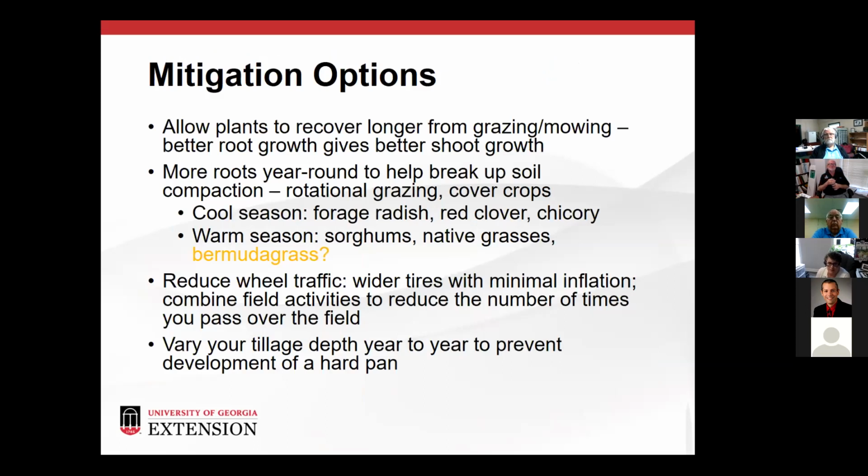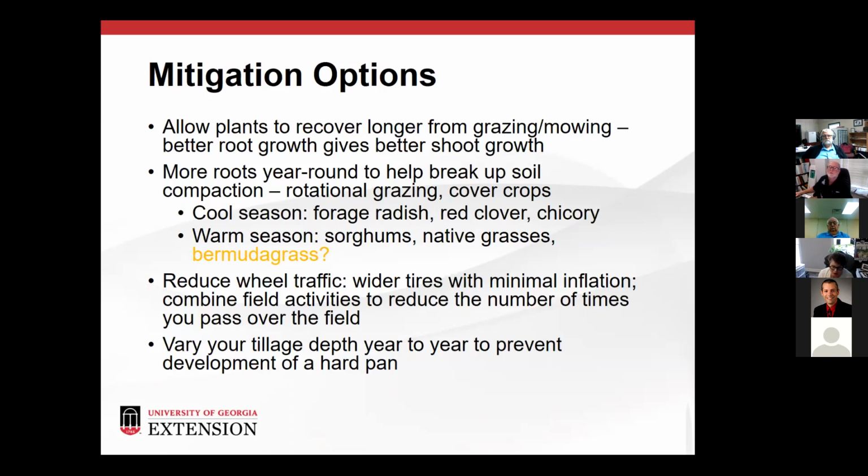But to alleviate some of these issues, consider some of these options. Maybe consider an alternative forage in that space to help reduce the soil compaction, something that will maybe break through that compacted layer, like your forage radishes, your cereal rye, your alfalfas, red clover, sorghums, your native grasses like big bluestem, little bluestem. I have Bermudagrass in yellow here because it is a maybe for this situation.